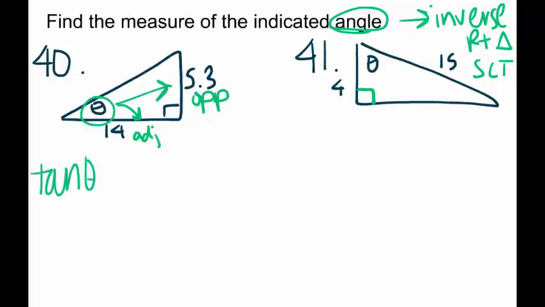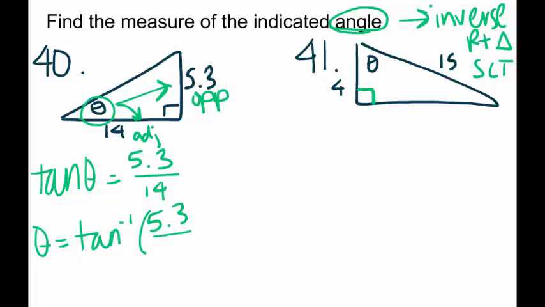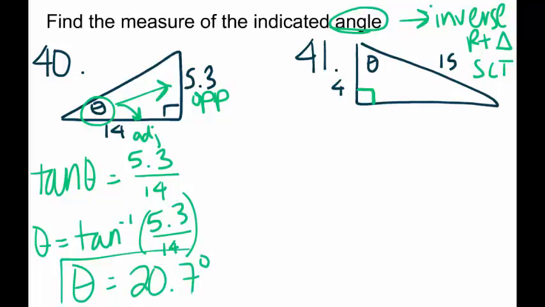Tangent of this angle, whatever it is, is 5.3 over 14. Well, to get just theta, I have to take an inverse. So I'm going to do inverse tangent of 5.3 over 14. So it looks like my angle, theta, is going to be 20.7 degrees. Angles mean inverse.